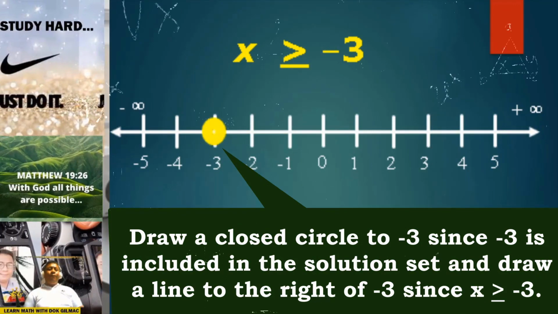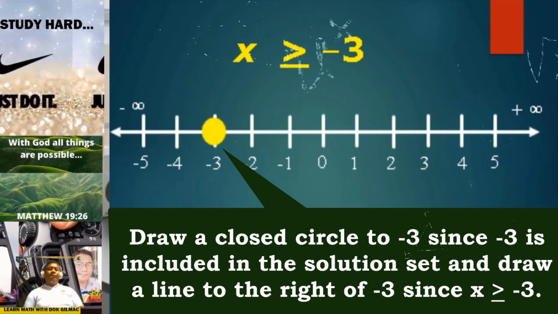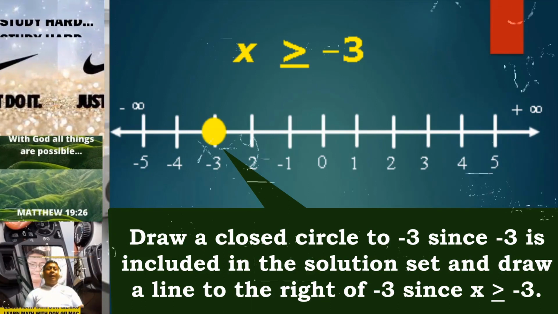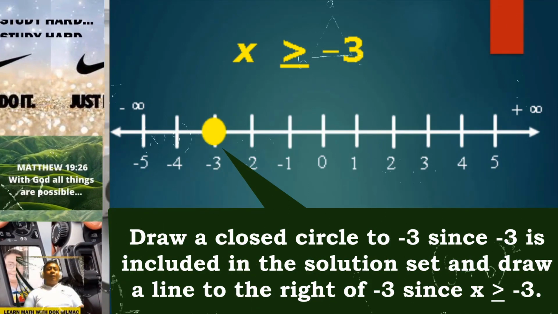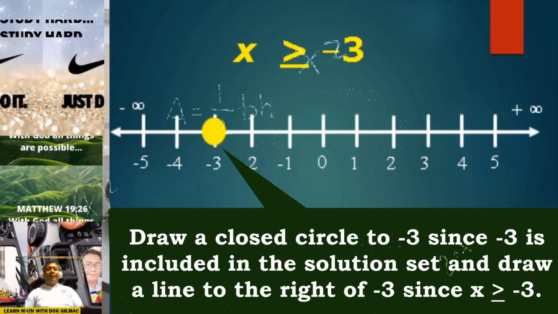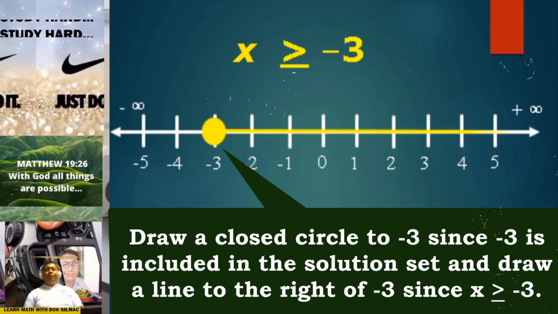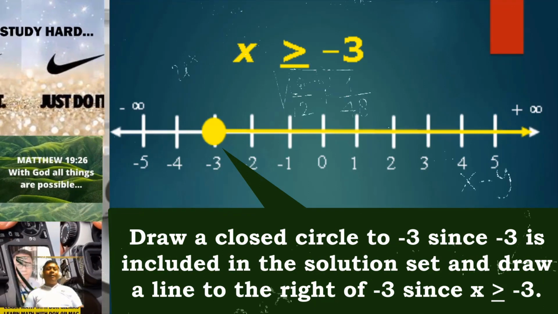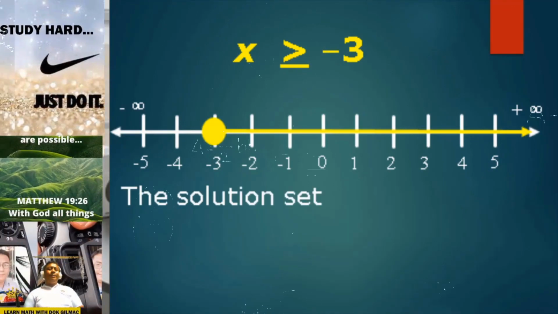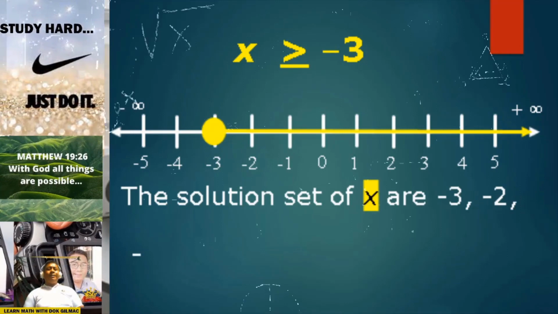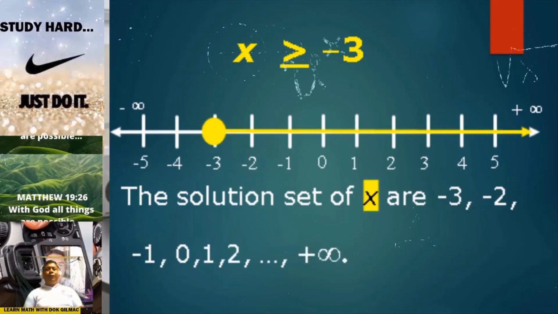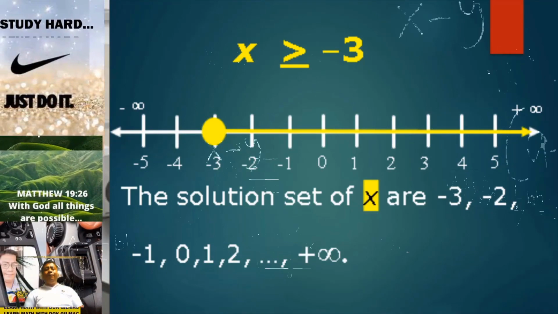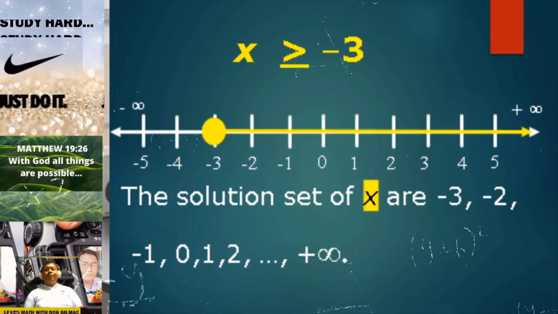So we have a closed circle to negative 3, and we're going to draw a line to the right of negative 3. So we have the line here. Hence, the solution set of x are negative 3, negative 2, negative 1, 0, 1, 2, up to positive infinity.